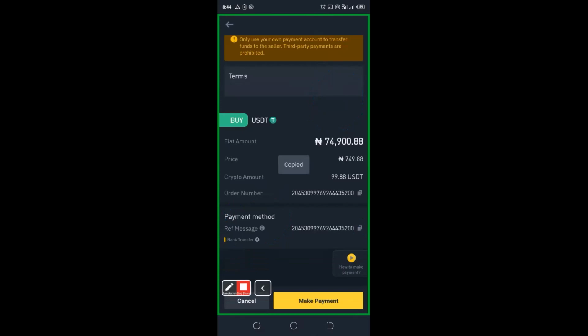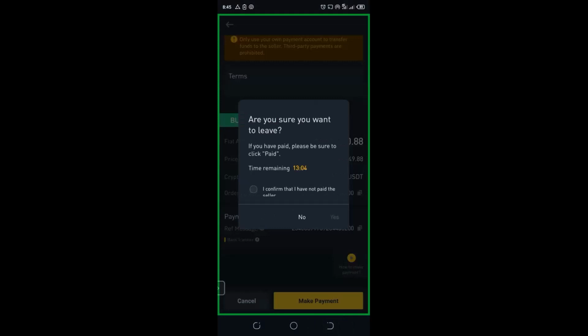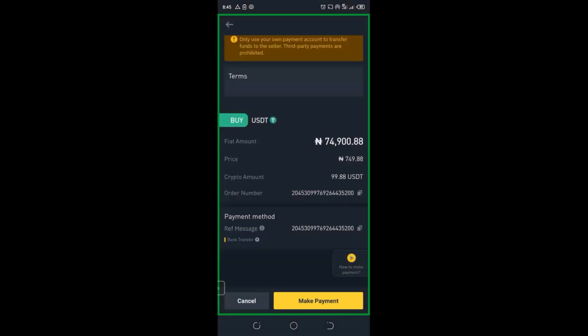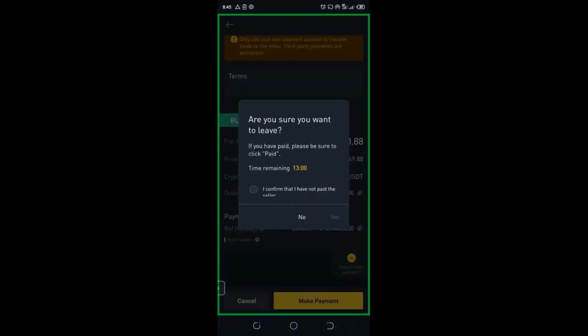You see, it tells you to copy it. Once you click on make payments and that person's account information comes out, you go to your bank, and after putting the person's details and the amount, in the description, put this ref message and then put your name and then send the money to the individual. Okay. Once you've sent the money, you will now come back to this app and then click on what? You click on payments made. So the person will now confirm that you've made payment and then release the coin to you. And once the person releases the coin to you, then you go back.